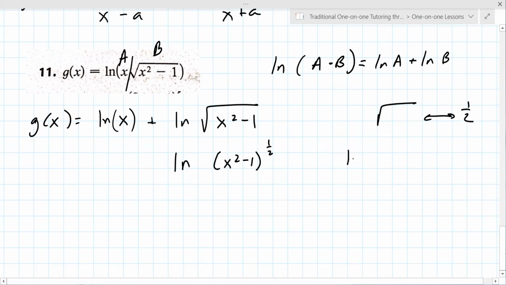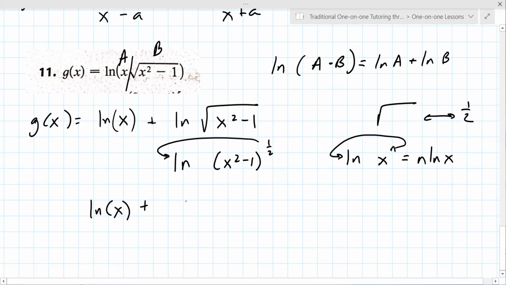And there's another property you remember, natural log x to the n equals n natural log x. So that exponent comes out in front. So this 1/2 is going to come out in front. So this becomes natural log x plus 1/2 natural log x squared minus 1. Now what you want to be able to do for your exam is get from the original line to this step as quickly as you can, because the derivative is much faster here.